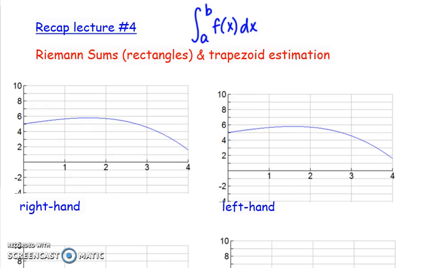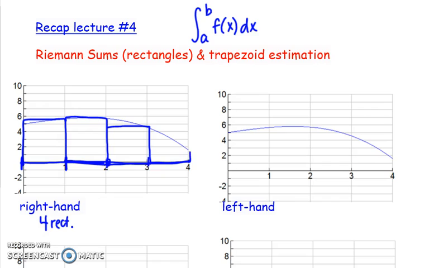So to start, we have the right-hand rule, and I'm going to choose to use 4 rectangles. So I'm going to take B minus A, 4 minus 0, divided by 4 rectangles. So each one is going to have a partition width of 1. And I'm going to look at this partition in particular, and I'm going to say, okay, here's my right hand. That's going to create the height of that rectangle. Then I'm going to look at this partition. Here's my right hand. That's going to create the height of that rectangle, the height of that rectangle, and finally this short little rectangle over here. So we can see that we have our right hand rule done.